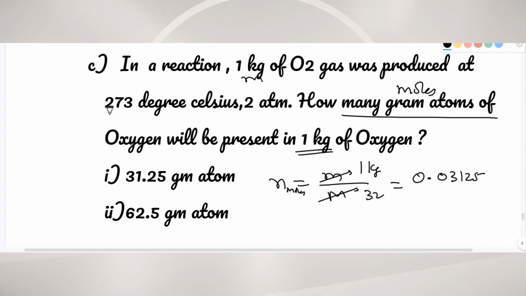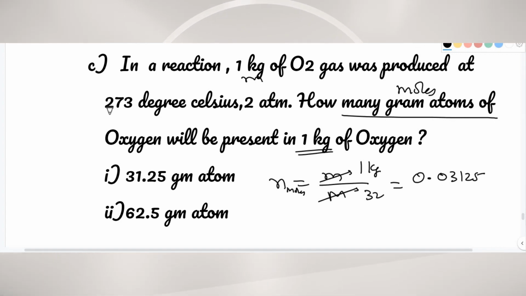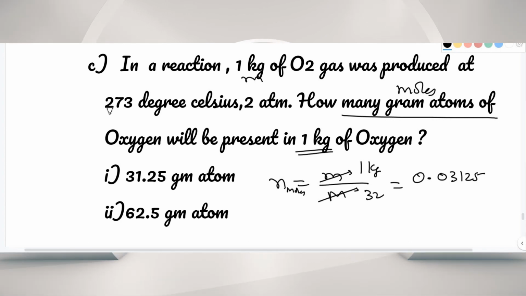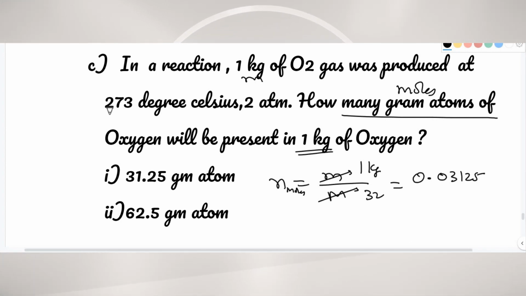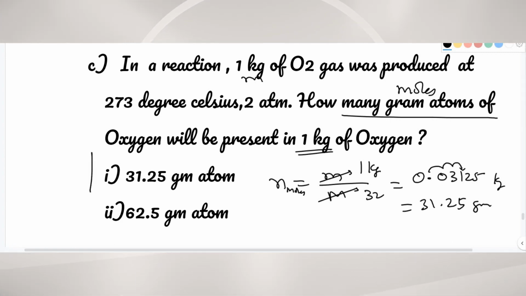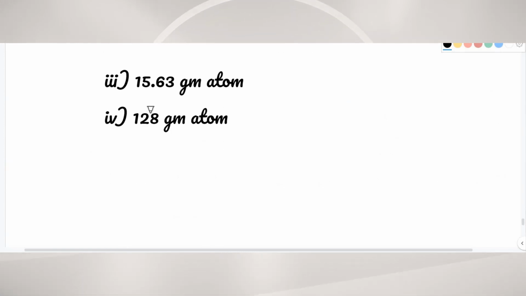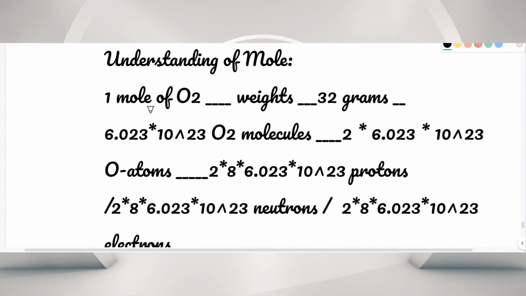0.03125. I really did not do the calculation for this number. Very recently I met a very small child, almost kindergarten age, who told me the value of 1 by 32. 1 by 32 is 0.03125. Once I said it and I just remember. So this many kilograms means you just shift the decimal 3 places, and you get 31.25 grams. So the first option is the answer. And so I covered all the kinds of questions on mole concept.